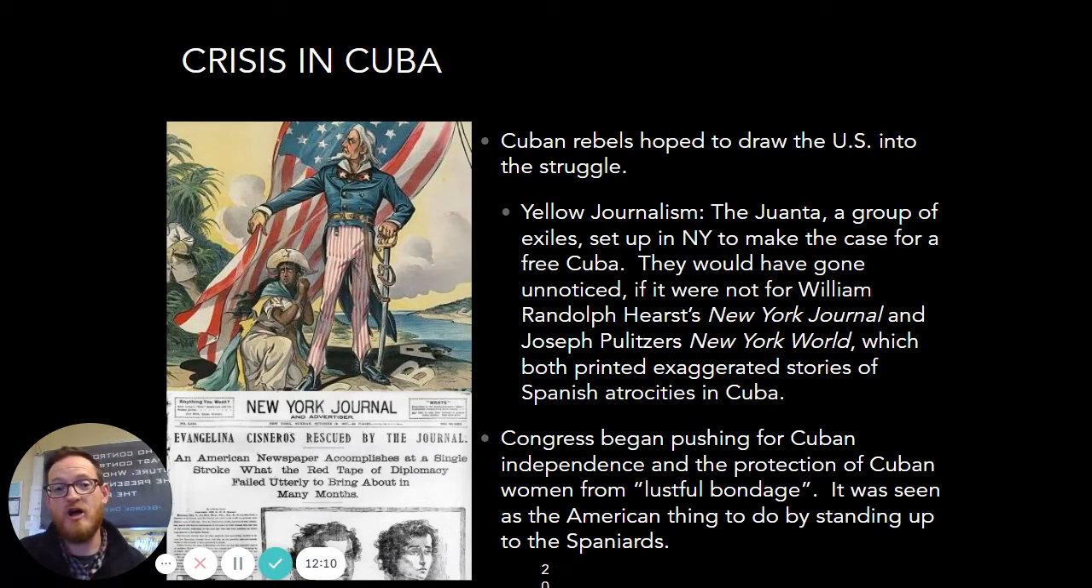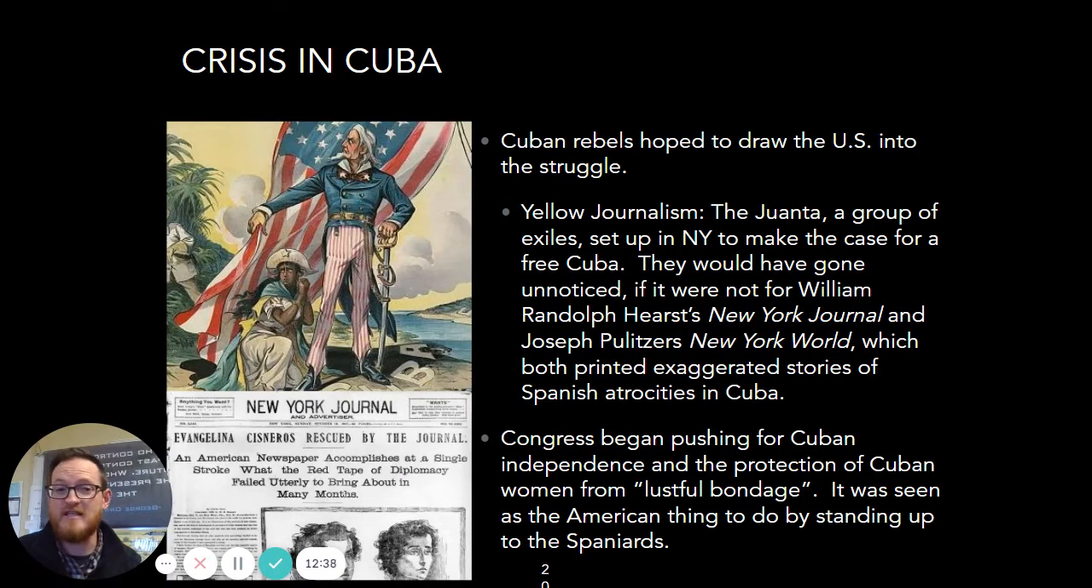They would have largely gone unnoticed, but William Randolph Hearst and Joseph Pulitzer both had newspapers, and they were in a newspaper battle over readership. Their attention is caught by the Cuban exiles, and they start printing stories that these exiles are telling them. A lot of them were very exaggerated stories. Some of them certainly were true, but some of them were very, very exaggerated.